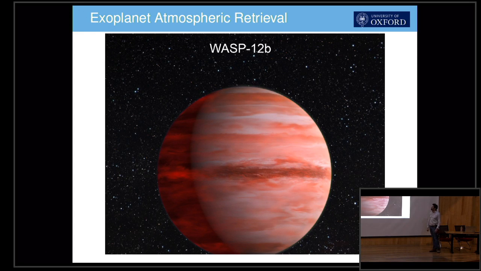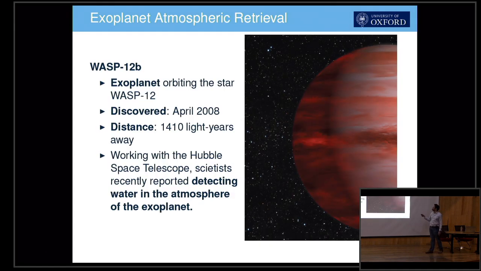Meet WASP-12b. WASP-12b is an exoplanet orbiting the star WASP-12. It was discovered in April 2008. Its distance is 1,410 light years away from us. And working with the Hubble Space Telescope, scientists reported that they detected water in the atmosphere of this exoplanet.